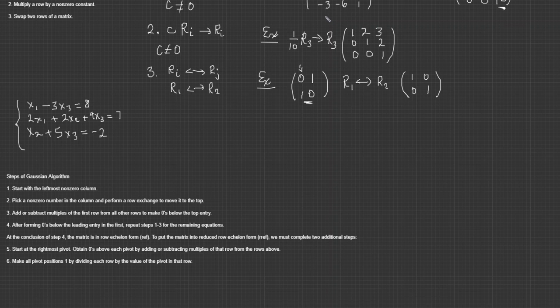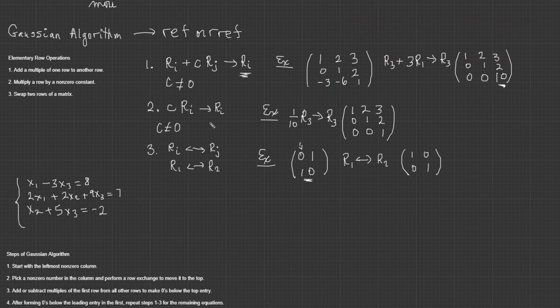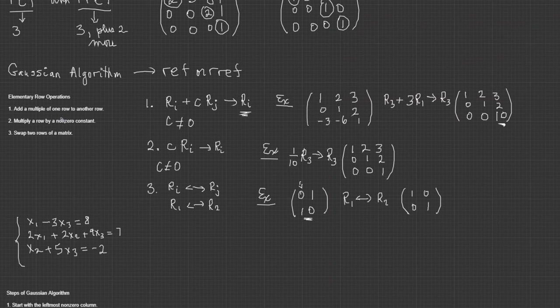Hi everyone, welcome back. So in the previous part of this video, we had looked at the foundation for the Gaussian algorithm, which are the elementary row operations. And if you remember, the elementary row operations are basically what we can do to the rows of a matrix to manipulate it and try to get it into reduced row echelon form.